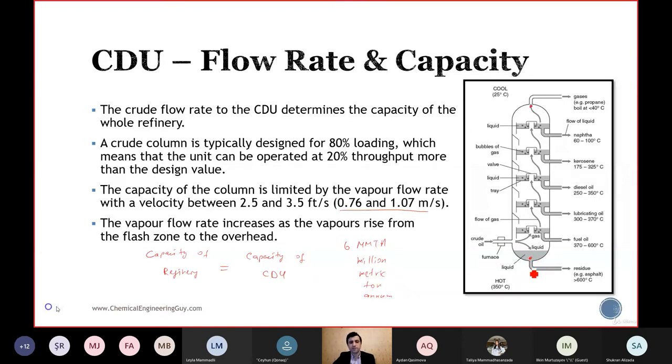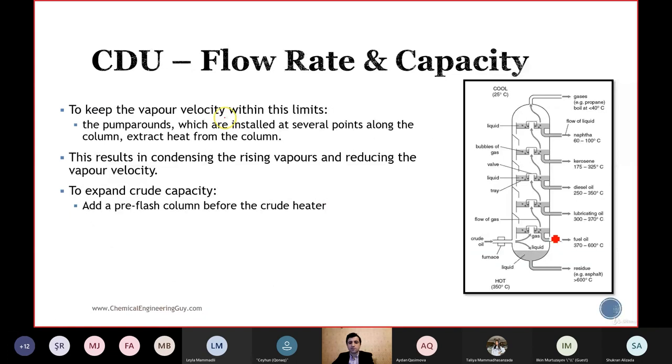The vapor flow rate increases as the vapors rise from the flash zone to the overhead. Crude oil is coming here. This is the flash zone. It starts to evaporate, and of course, the vapor flow rate increases. To keep the vapor velocity within this limit, we have the pump arounds, which we talked about, which are installed at several points. Previously, we had one reflux and three pump arounds.